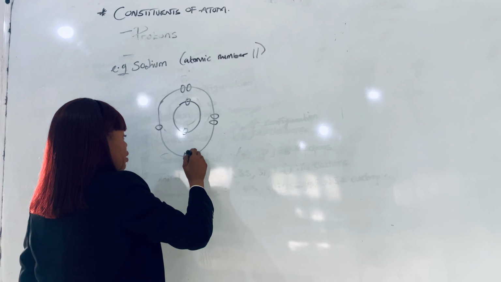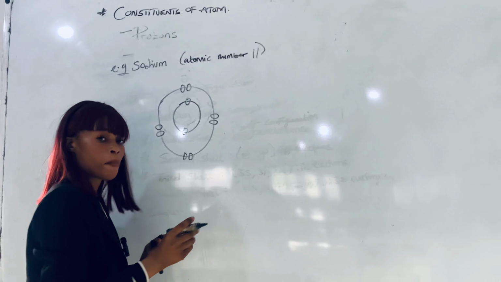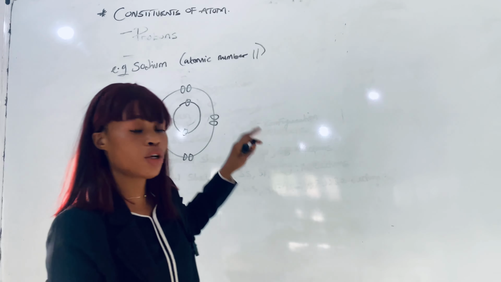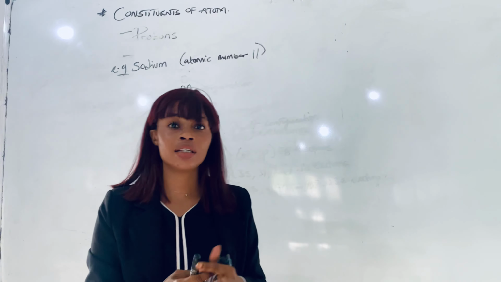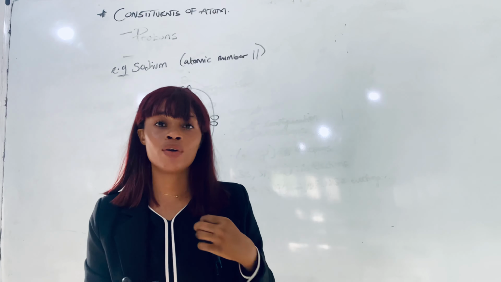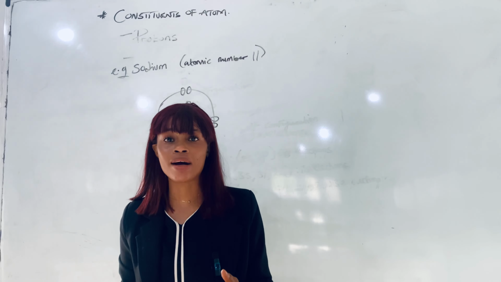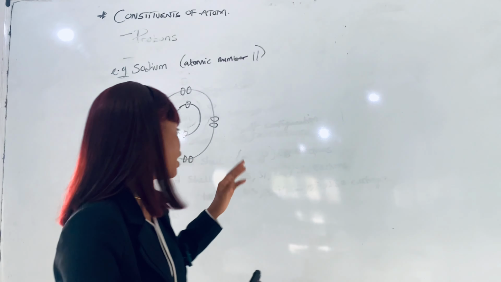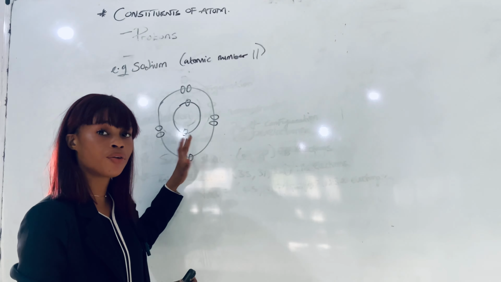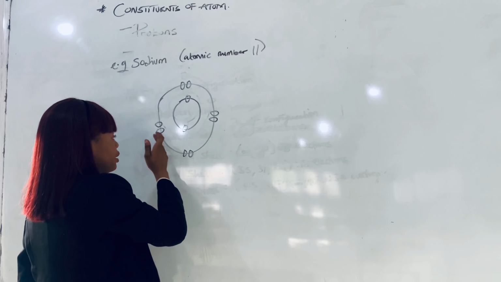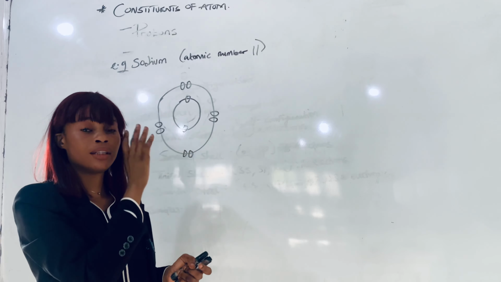5, 6, 7, 8. Now, why do we have 8 on the second shell? Remember, I said when we are filling in our electrons, the first shell can only accommodate a maximum of 2. The second shell can accommodate what? A maximum of 8. So 8 electrons can be placed in the second shell. So if you count, we have 1, 2, 3, 4, 5, 6, 7, 8. We have 8 electrons on the second shell.